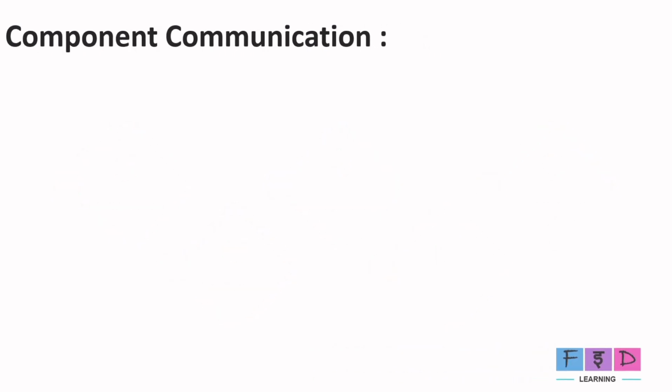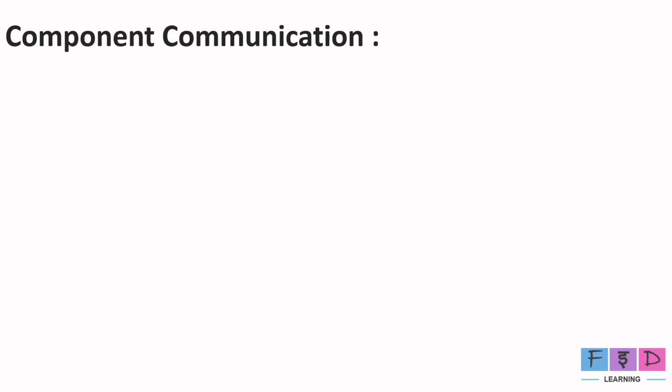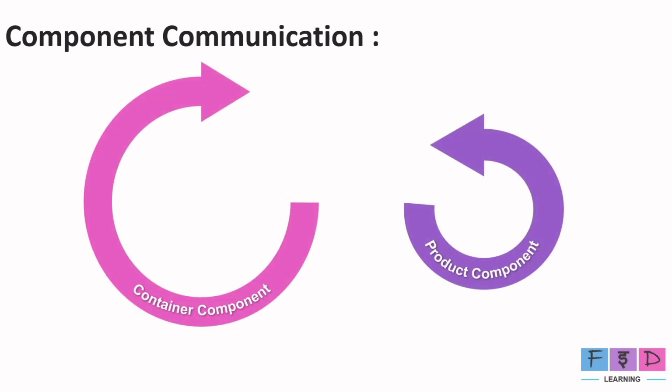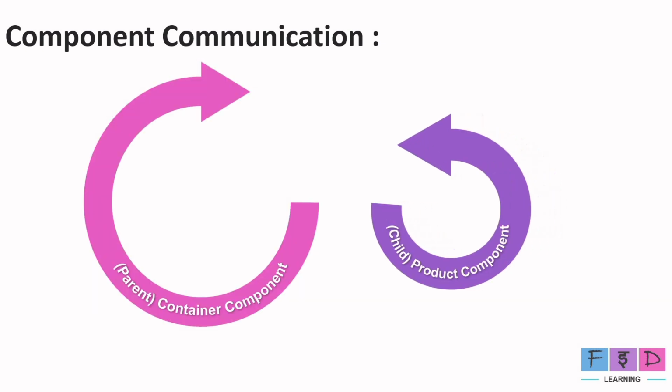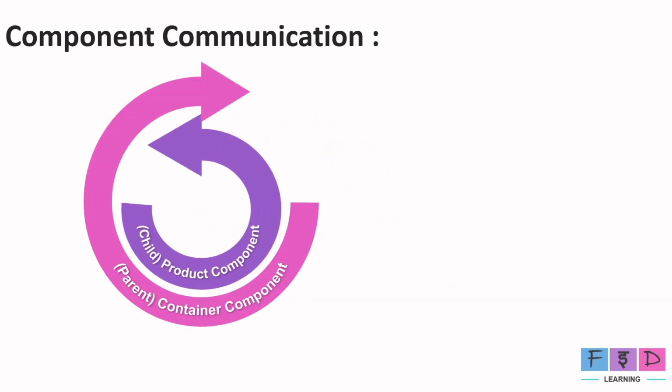But how do we establish this parent-child relationship between these components? For example, consider we have two components, container and product. To create a parent-child relationship between them, you just need to insert the product component inside the container component. So by adding the product component inside the container component, we create a parent-child relationship where the container component becomes the parent and the product component becomes the child. And now we can use the first two methods to share data between the container and product components, or we can say parent and child components.